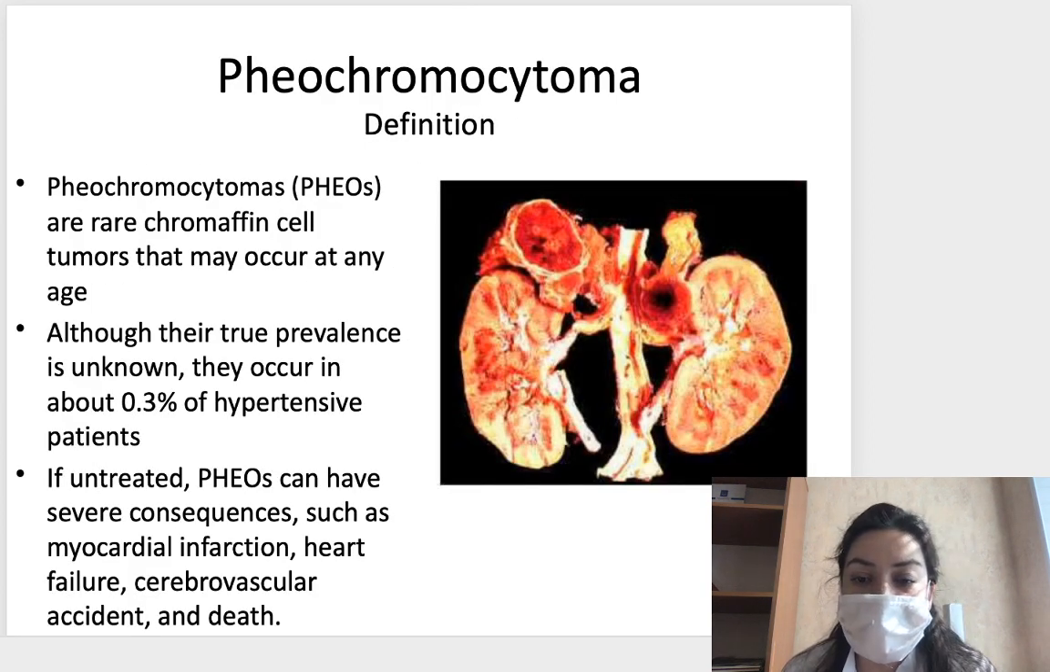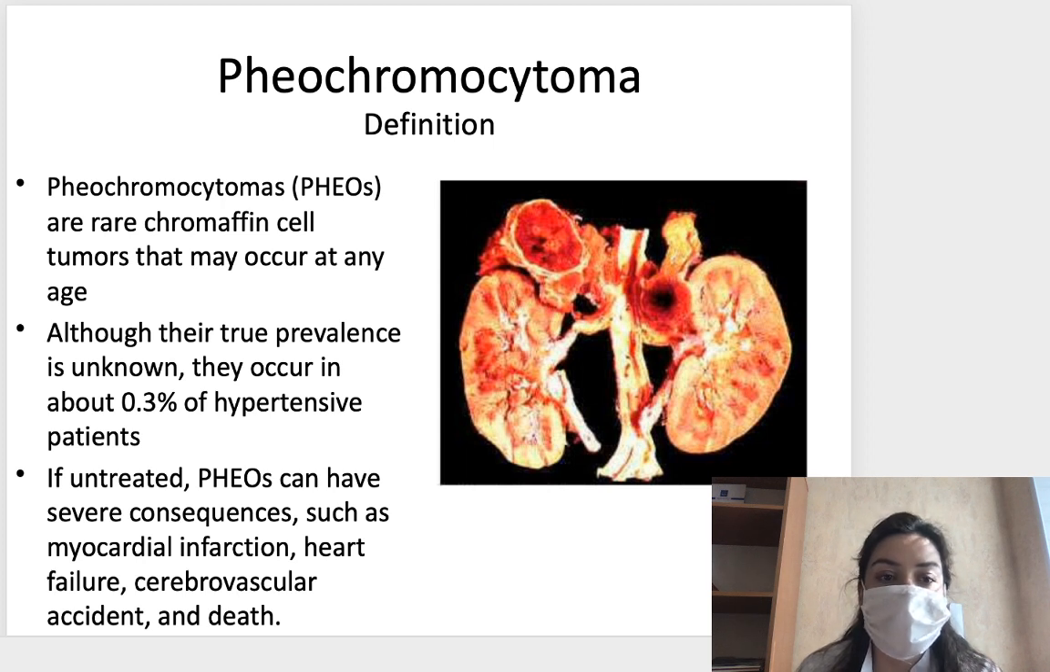And the next disorder for today is pheochromocytoma. Pheochromocytomas are rare chromaffin cell tumors that may occur at any age. Although their true prevalence is unknown, they occur in about 0.3% of hypertensive patients. If untreated, pheochromocytoma can have severe consequences such as myocardial infarction, heart failure, cerebrovascular accident, and death.